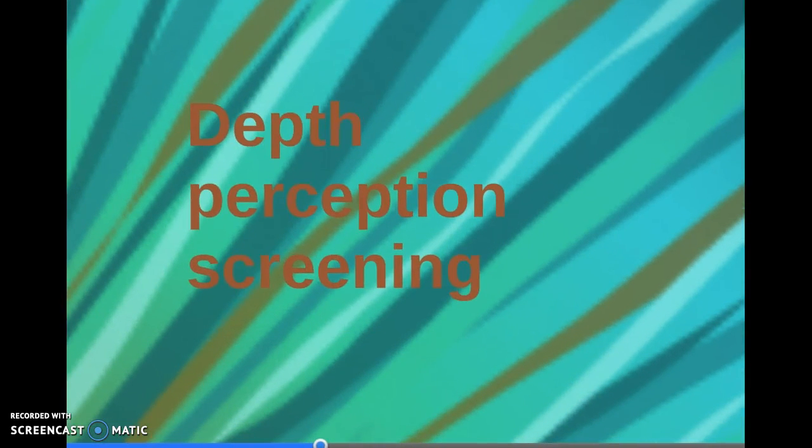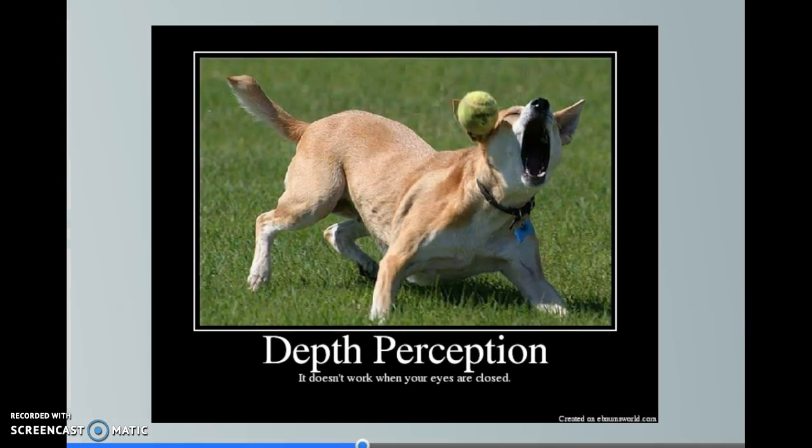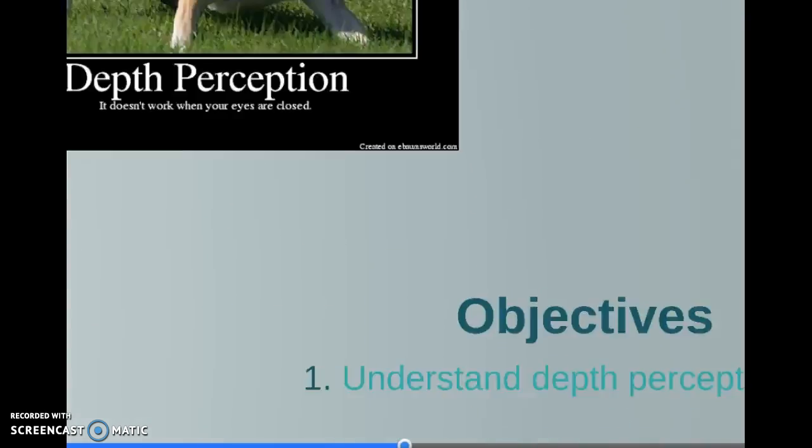Okay, so now we're going to talk about depth perception screening. So here, as you can see, you cannot have depth perception if your eyes are closed. We need both of our good working eyes to achieve depth perception.